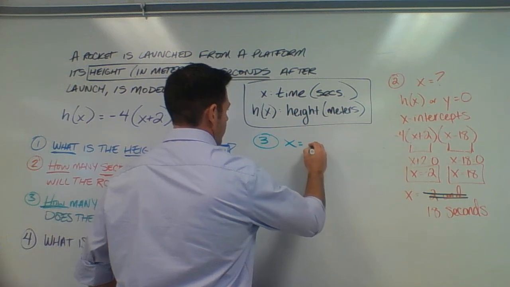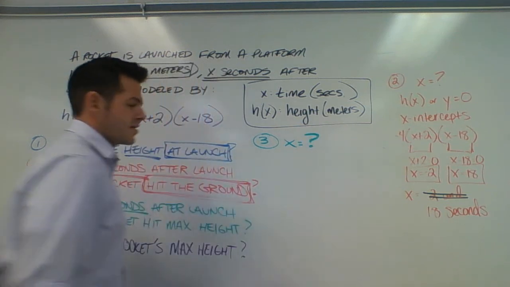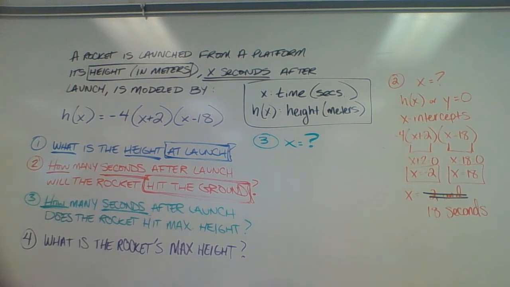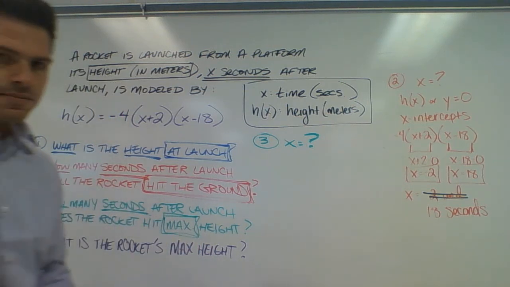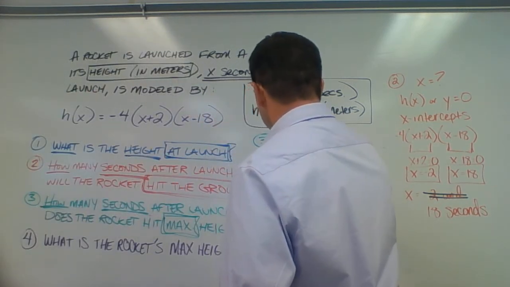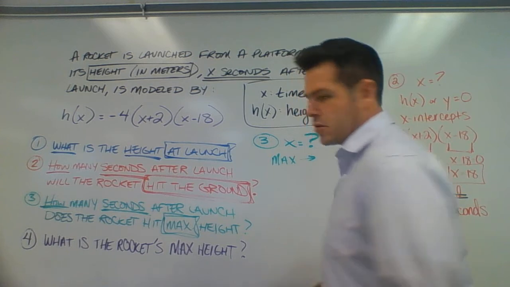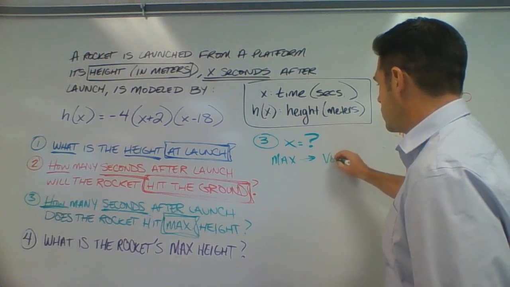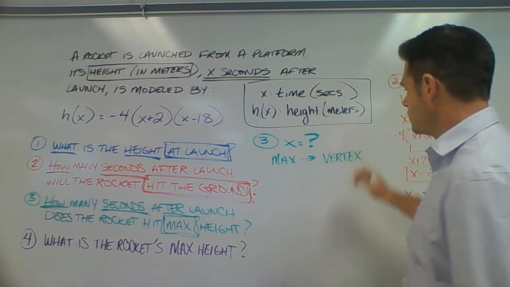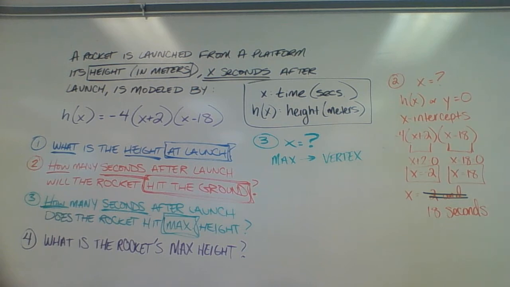So we're going to go ahead and try to figure out x at some point within this problem. We go on to read the problem. How many seconds after launch does the rocket hit maximum height? Hopefully, of all the words you just read out loud there, the idea that it's a maximum really sticks out to you. We understand that if we see the word max, or the word minimum, in a problem, that means that we need to head towards the vertex. So in this problem, for number 3, we need to figure out the vertex.